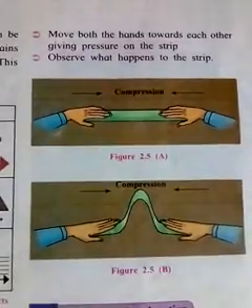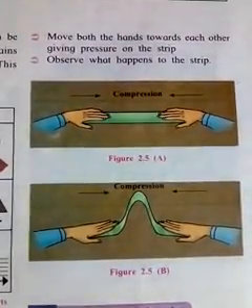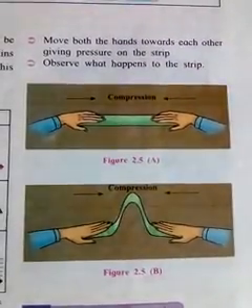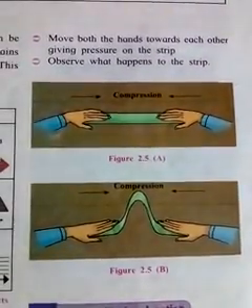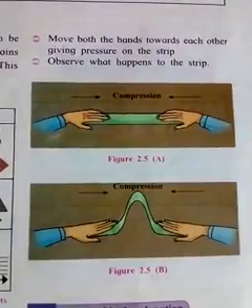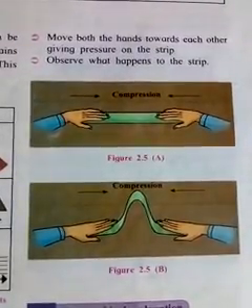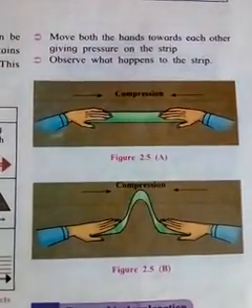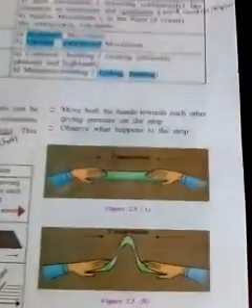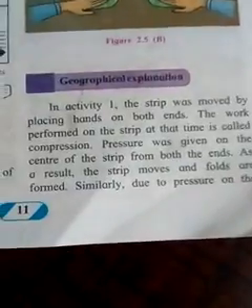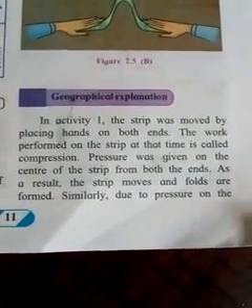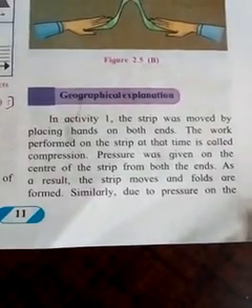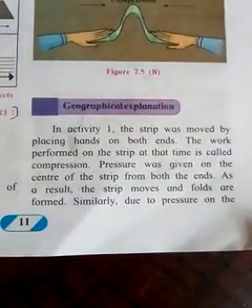Observe what happened. First, at that time we place both hands on the ends of the strip. This strip was straight. And second, when both hands move toward each other, at that time the compression of this strip is like a fold. Here, in the activity, the strip was moved by placing hands on both ends. The work performed on the strip at that time is called compression.